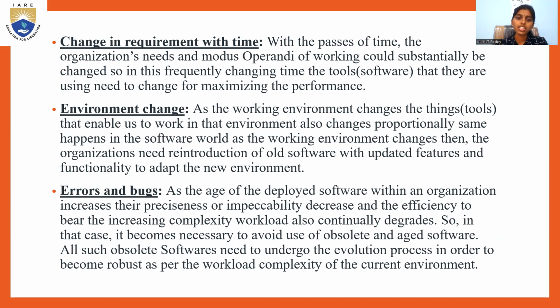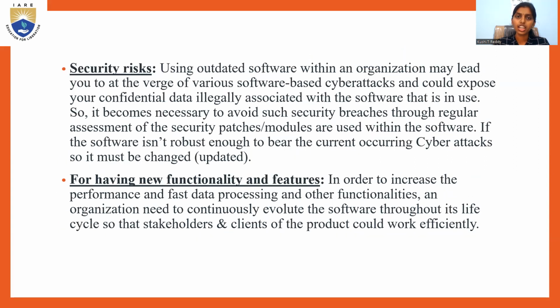Next is errors and bugs. As the age of deployed software within an organization increases, its feasibility decreases, and its efficiency to bear the increasing complexity and workload also continuously degrades. So, in that case, it becomes necessary to avoid the use of obsolete and aged software. All such obsolete software needs to undergo the evolution process in order to become robust as per the workload complexity of the current environment.